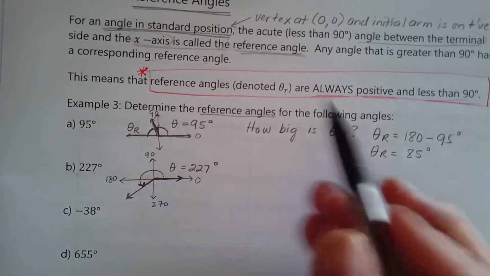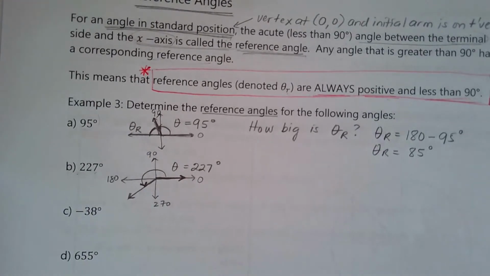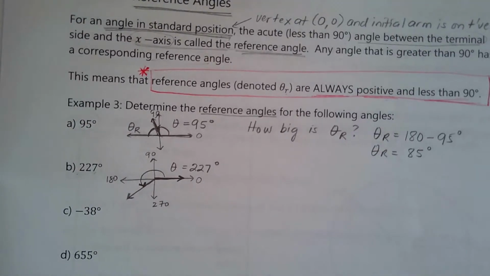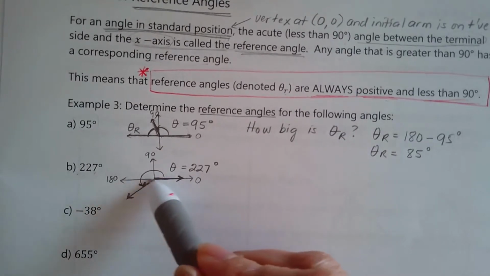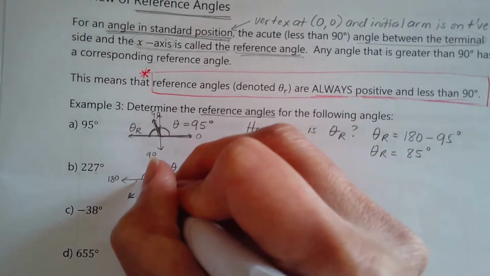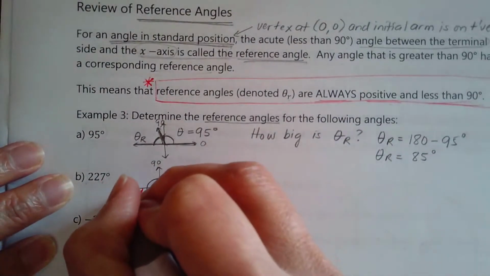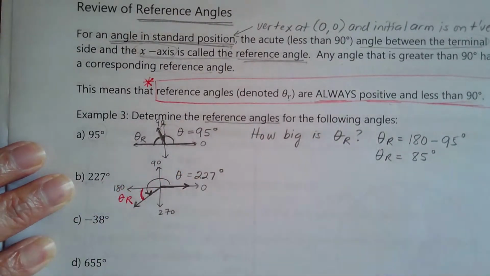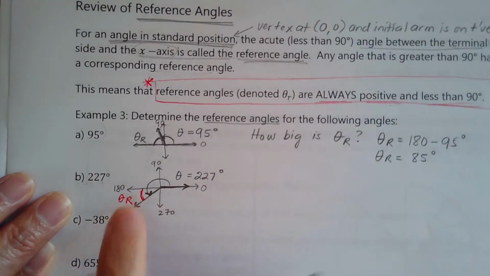Now, what we're going to do? Well, where is theta r? Reference angle. I'm just going to grab a pen so you can see it better. Theta r is the angle between the terminal arm and the x-axis. So this is theta r. So how big is theta r?